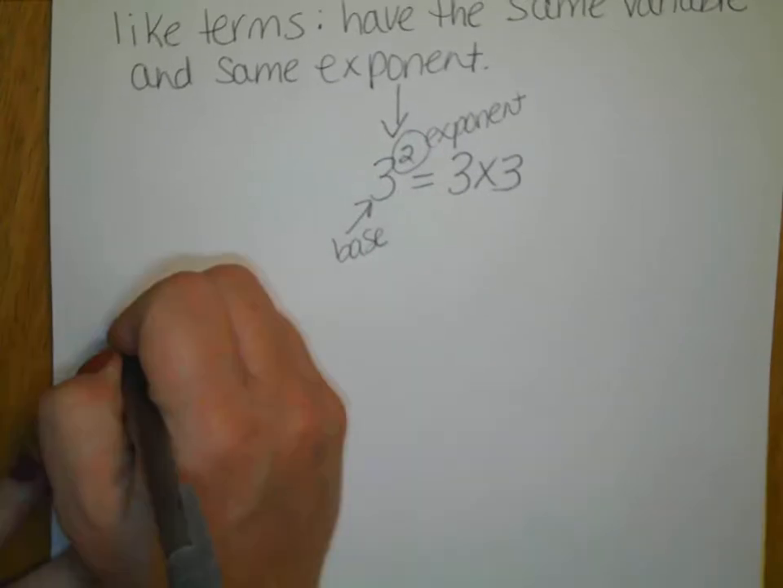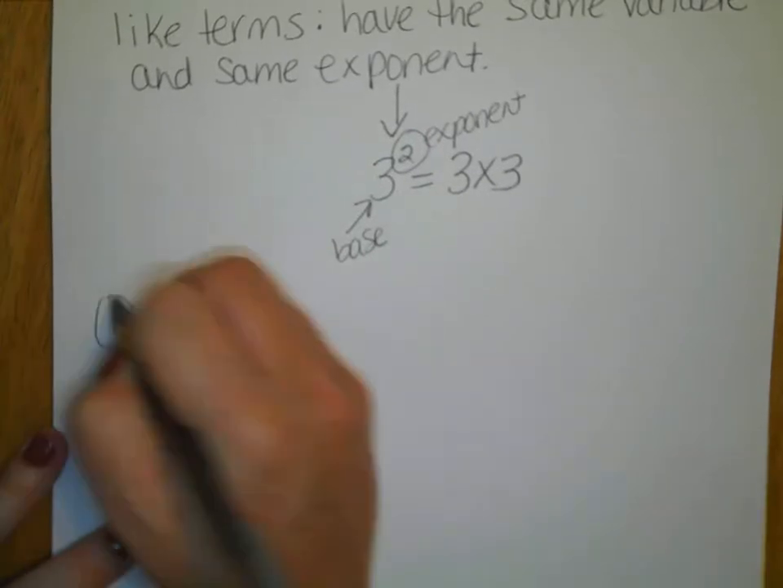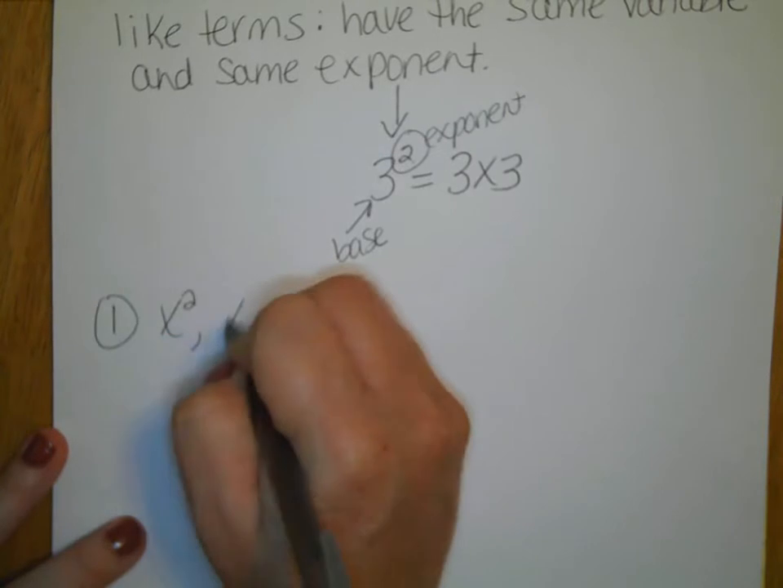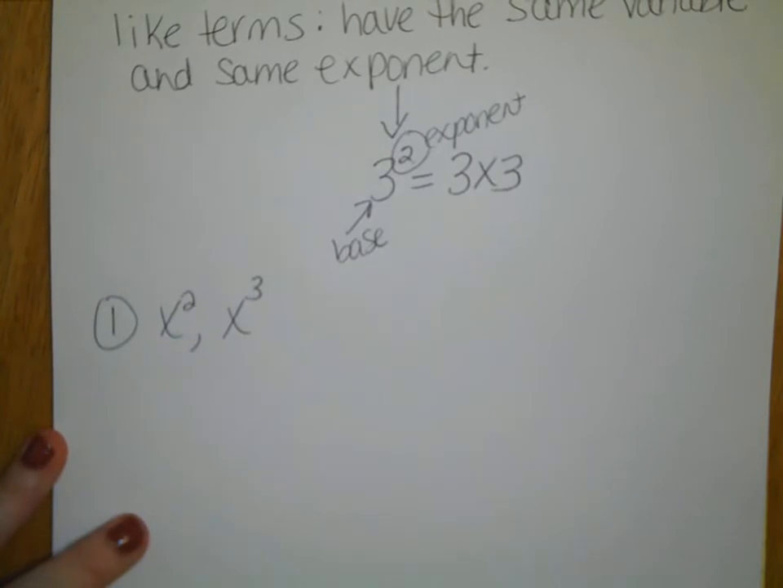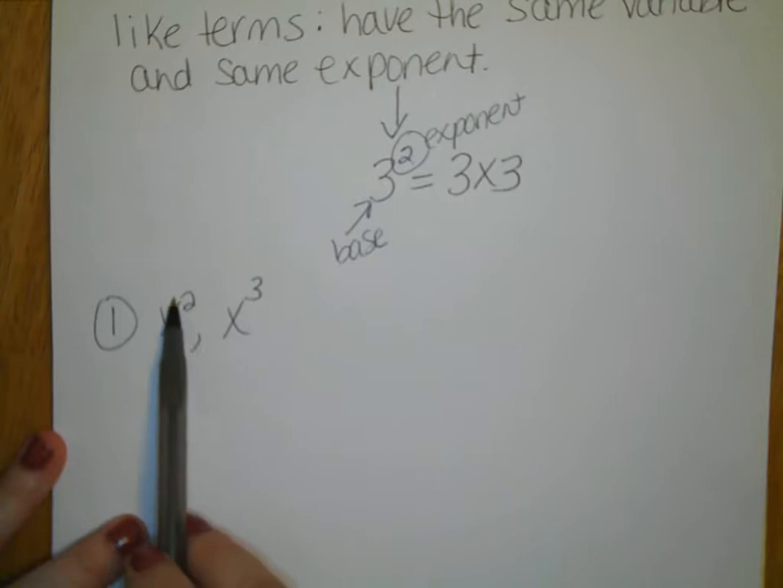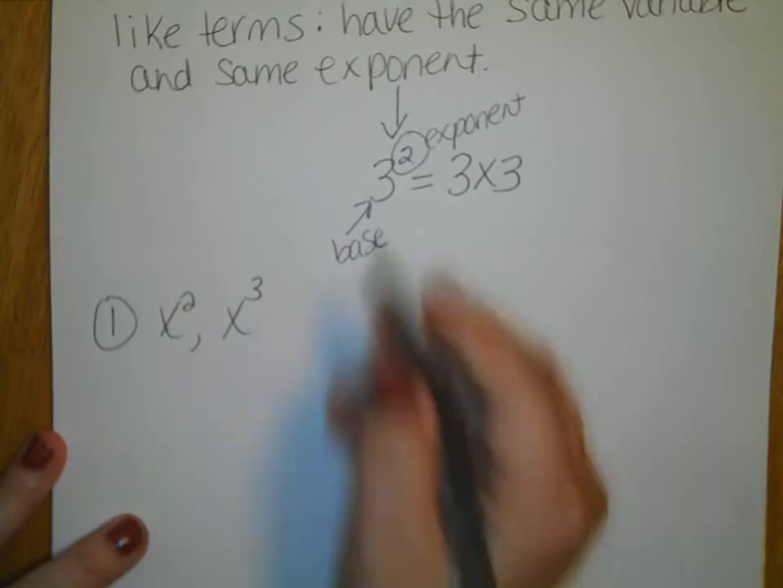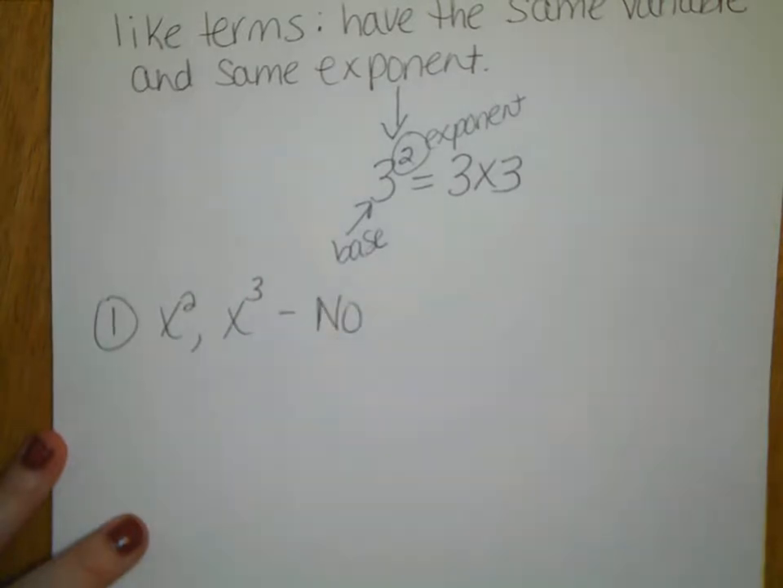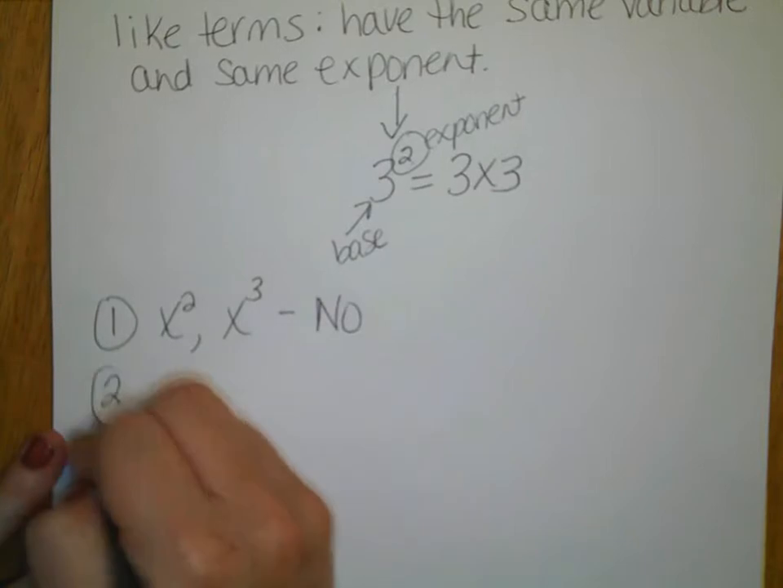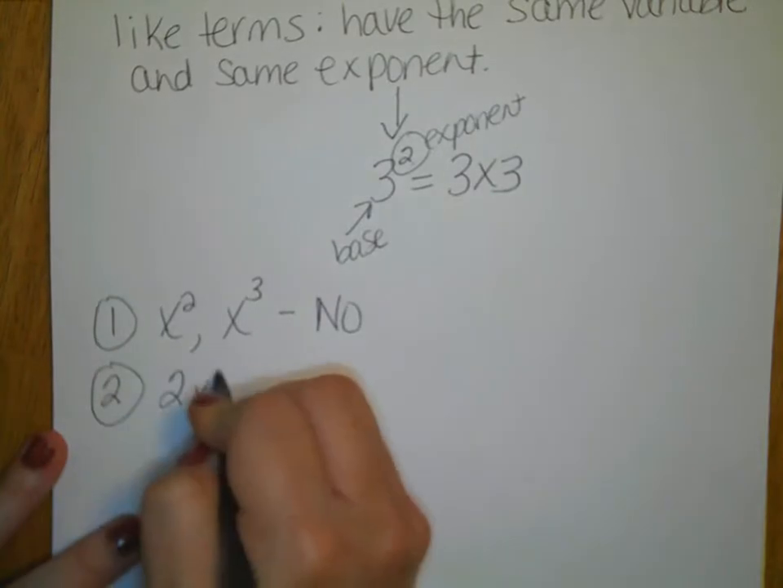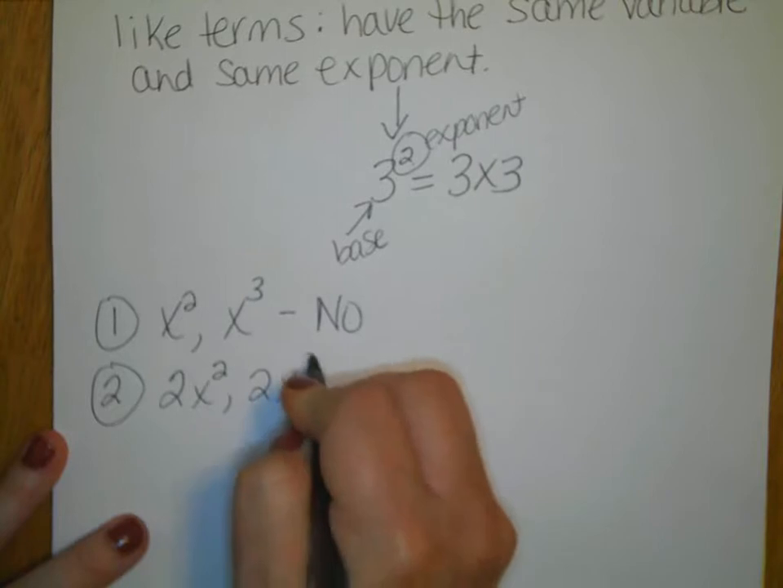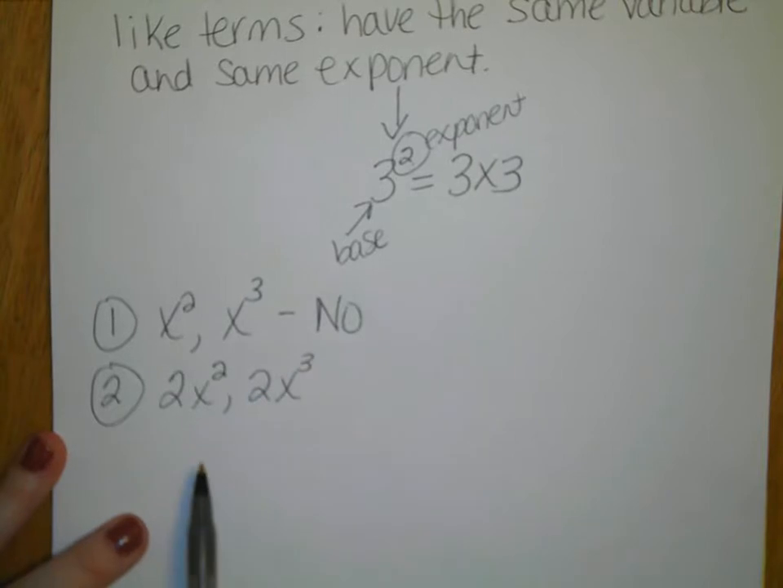Okay. Let's look at this. Are these like terms? Well, there's 2 criteria. They have the same variable, but do they have the same exponent? No, they don't, so they are not like terms. Are these like terms? Well, let's see. They have the same coefficient, which means the number in front. They have the same variable, but do they have the same exponent? No.